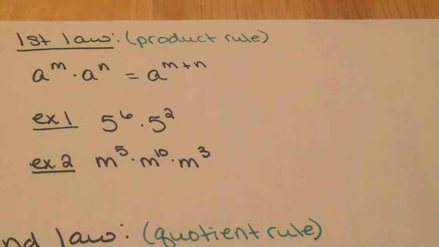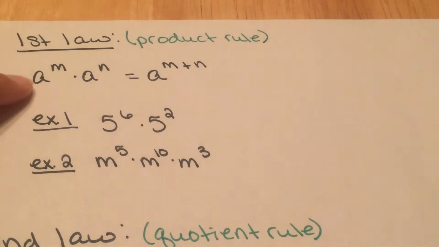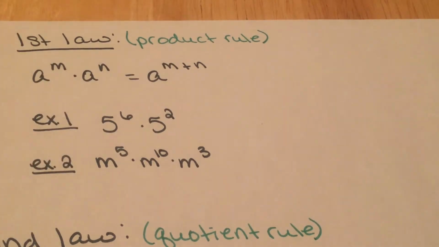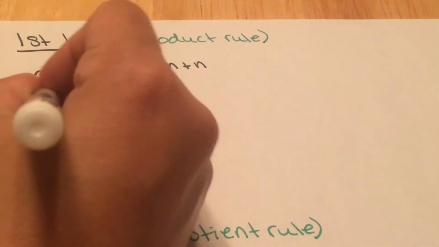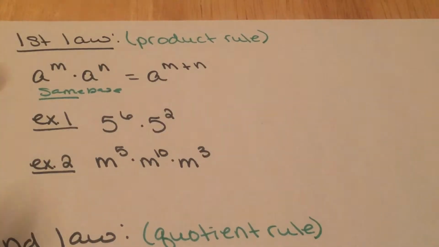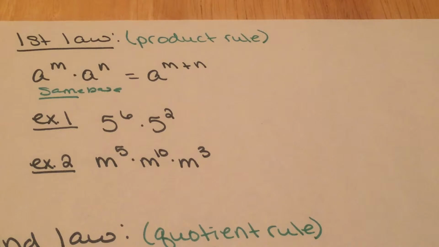Now we're going to move on to our laws of exponents, and there are actually 9 laws of exponents. The first law is commonly known as the product rule. What the product rule tells us is that if we have a base with some exponent times the same base, the key here is they have to have the same base, then we can just go ahead and add those exponents.